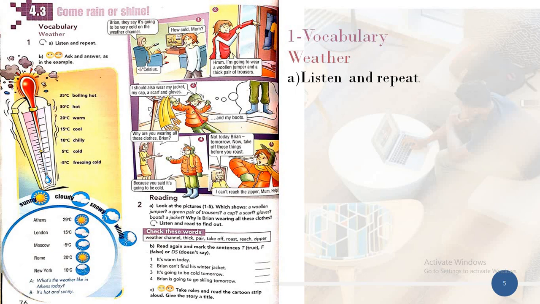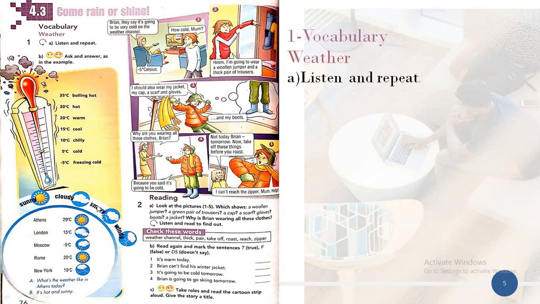Now let's go to exercise B, which is ask and answer as in the example. Okay, which example? This example. What's the weather like in Athens today? It's hot and sunny. So here we have cities from different countries in the world and we have the weather of these cities. So the way we ask is, what's the weather like in Athens today? It's hot and sunny. Okay.